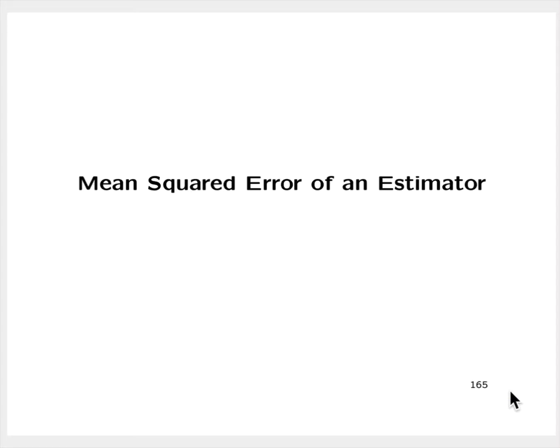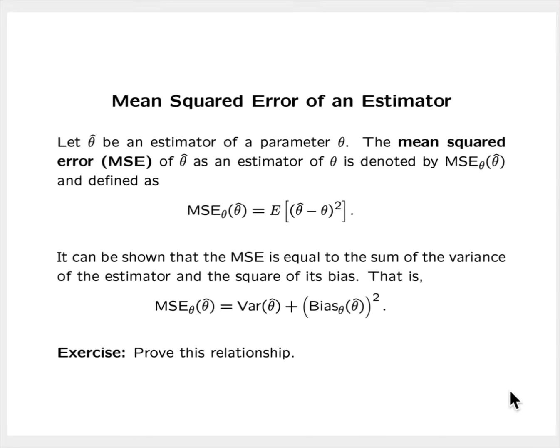Now the next topic we're going to look at is the mean squared error of an estimator. Now let theta hat be an estimator of a parameter theta. The mean squared error, or MSE, of theta hat as an estimator of theta will be denoted this way, the MSE of theta hat as an estimator of theta. And it's defined in the following way. It's defined as the expected value of the square of the difference between theta hat and theta itself.